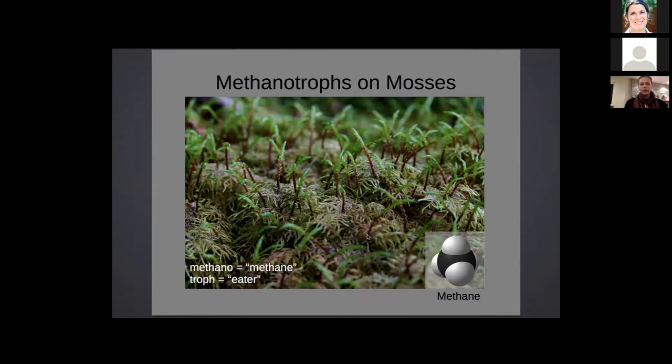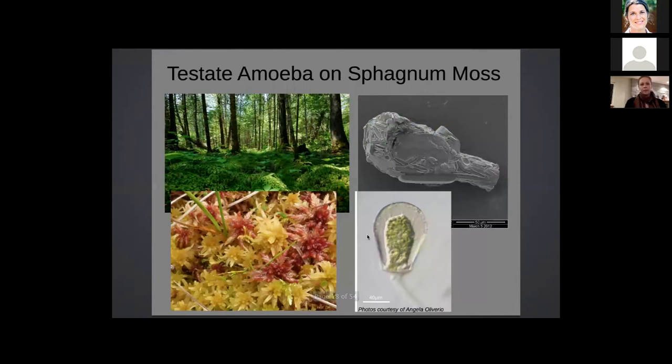Another thing that lives on these mosses, kind of going up the food chain a little bit, are these testate amoeba. So testate just means that it's got a shell. And these testate amoeba are pretty cool. So they eat diatoms, but much like a Greek hero in a legend, right? Before they eat these other small microbes called diatoms, diatoms also have shells. So they eat the diatoms, and then they make a glue, and they glue the diatom shells to their shell to kind of add to their armor.